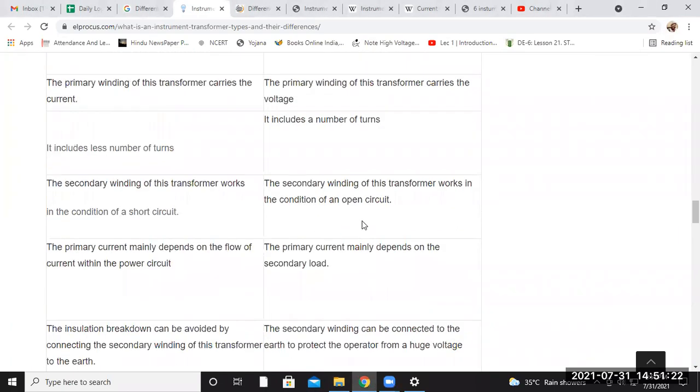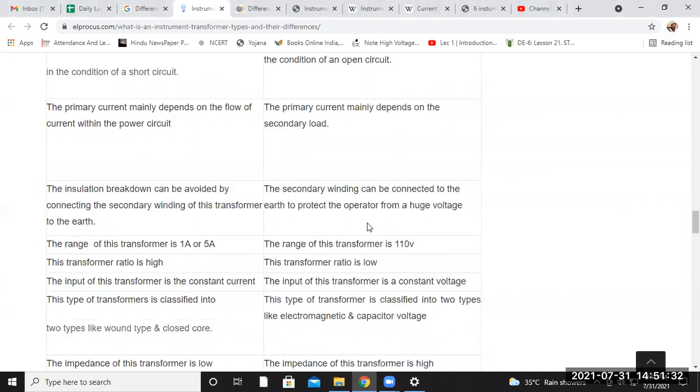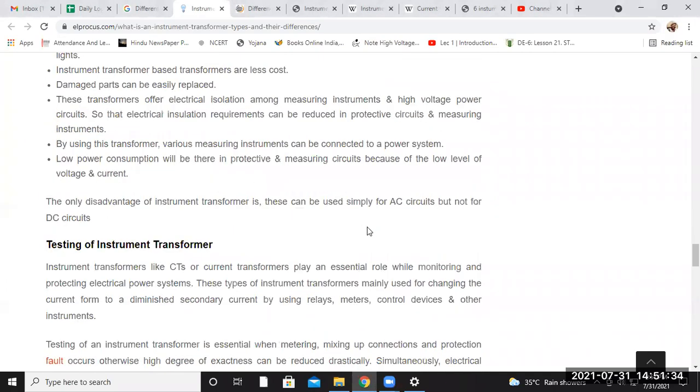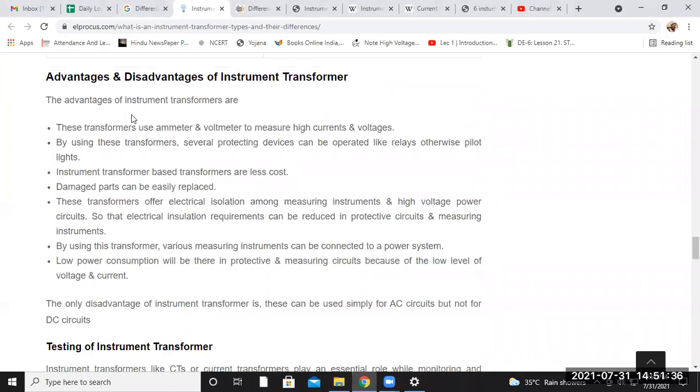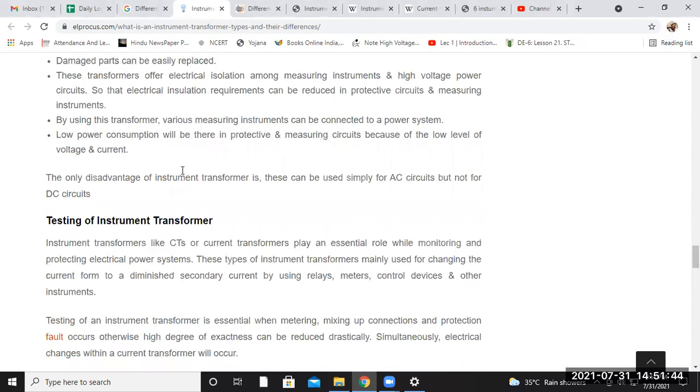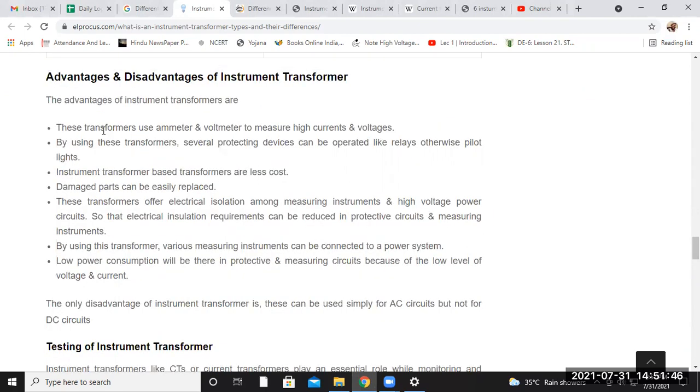Now, in addition to CT and PT, we should discuss what the advantages and disadvantages are. What are the advantages and disadvantages of CT and PT? So we should discuss those topics also. Here let us take the topic named advantage and disadvantage of instrument transformer. From there you can see that the advantages of the instrument transformer are given in these points.